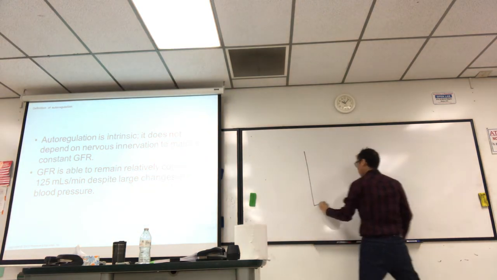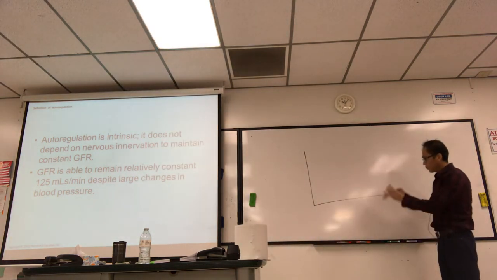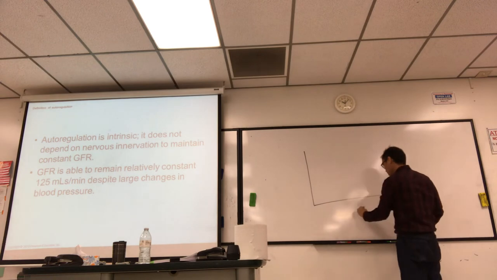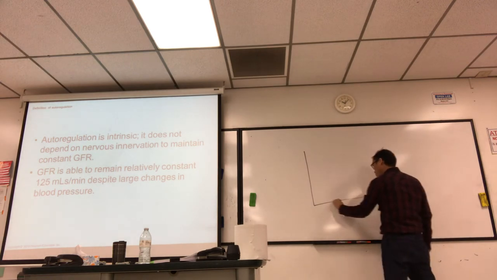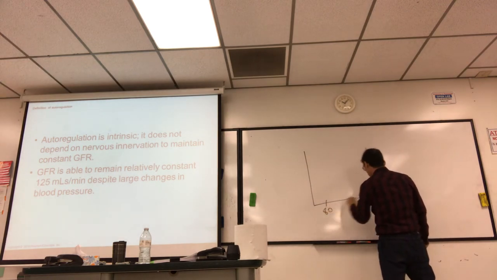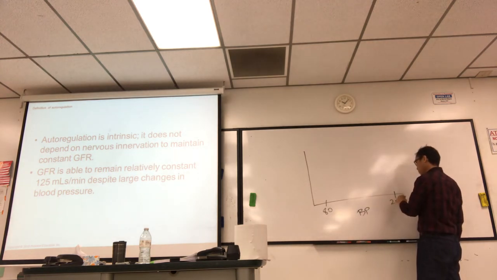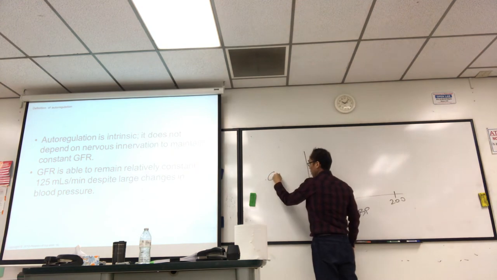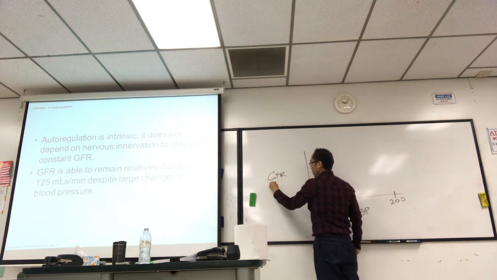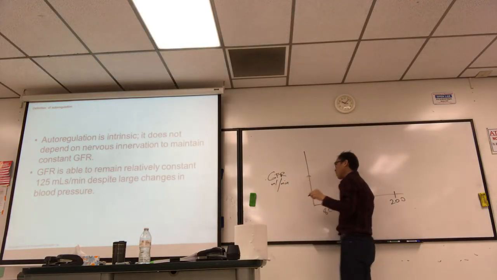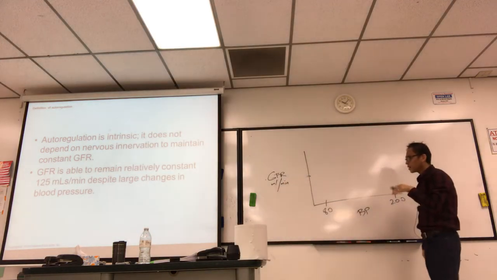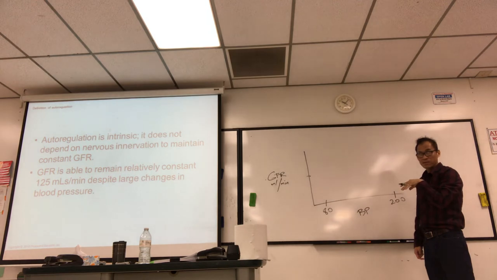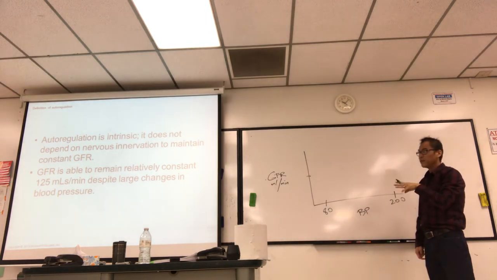if you graph it out, you know, scientists love graphs. You put the good old blood pressure on the x-axis, BP, and you give a wide range, low 80, super high 200. And then put GFR rate, mils per minute, we want a homeostatic level. And what's that homeostatic level I gave you to memorize? 125.